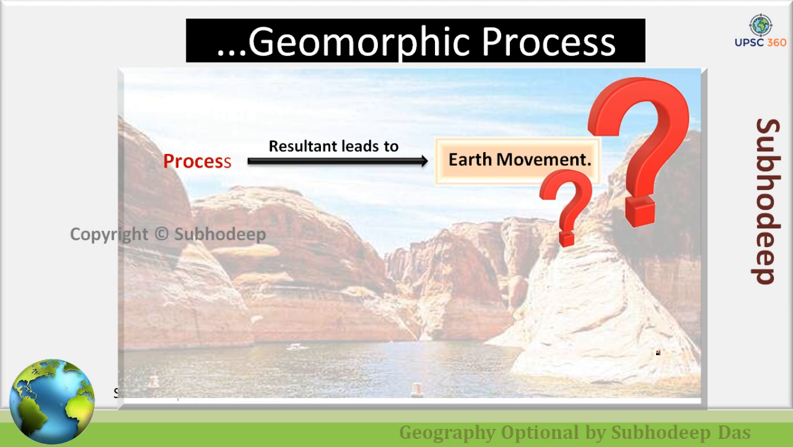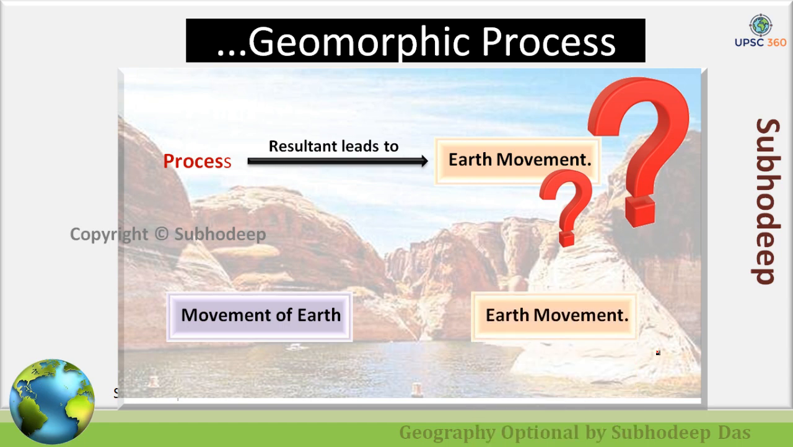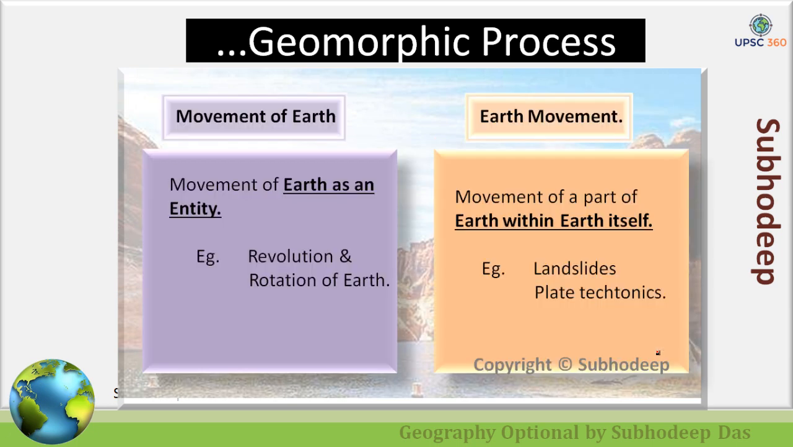Now if you are confused about this earth movement, what is earth movement? Basically there are two keywords which we need to learn. The first one is movement of earth and the second one is earth movement, right? So let's delve into these two topics separately. What is movement of earth? When we consider Earth as an entity, say for example Earth revolving around the sun, we are considering Earth as an entity. In that sense, we'll call it movement of earth.